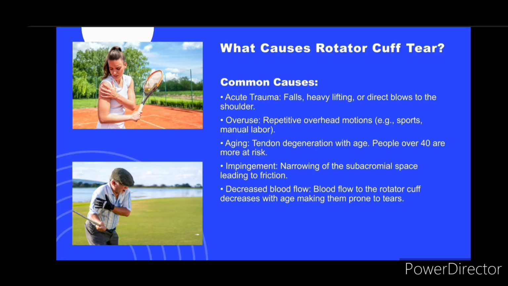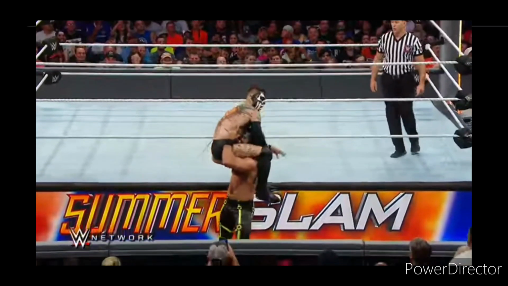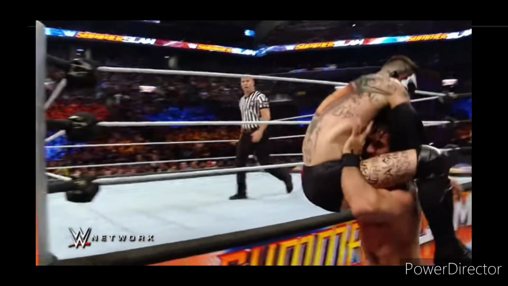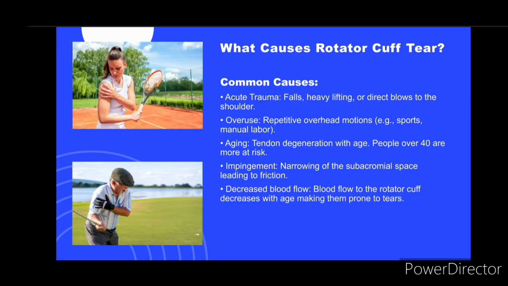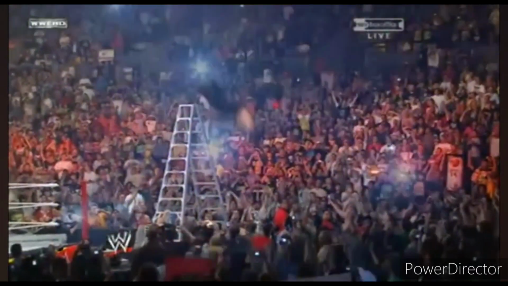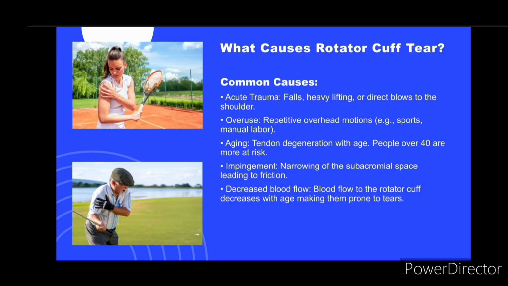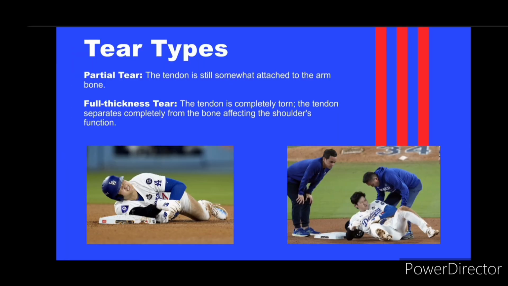What causes the rotator cuff tear? Common causes: acute trauma, falls, heavy lifting, direct blows to the shoulder. Overuse, repetitive overhead motions, sports or manual labor. Aging, tendon degeneration with age. People over 40 are more at risk. Impingements, narrowing of the subacromial space leading to friction. Decreased blood flow. Blood flow in the rotator cuff decreases with age, making them prone to tears.